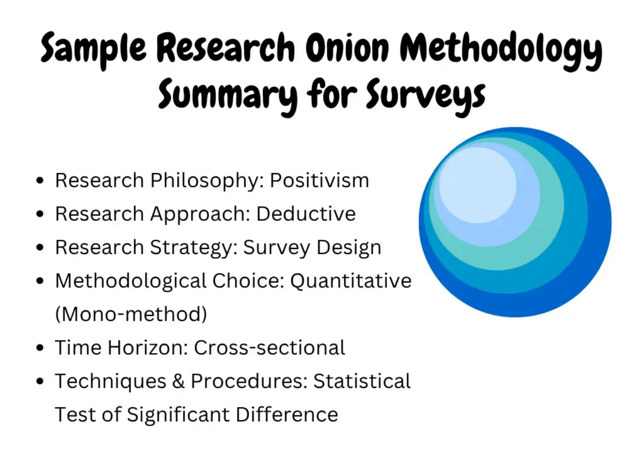The methodological choice is mono-method quantitative research. The study follows a cross-sectional time horizon with data collected at a single point in time. Finally, the data will be analyzed using statistical tests of significant difference to determine whether the intervention has a measurable effect. This is how the research onion helps researchers build a clear and logically structured methodology chapter. Instead of making random decisions, each layer leads naturally to the next.